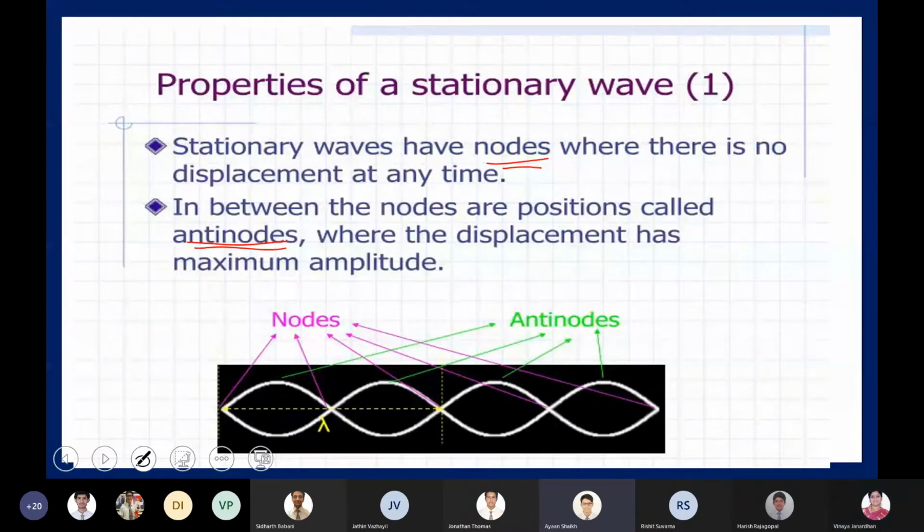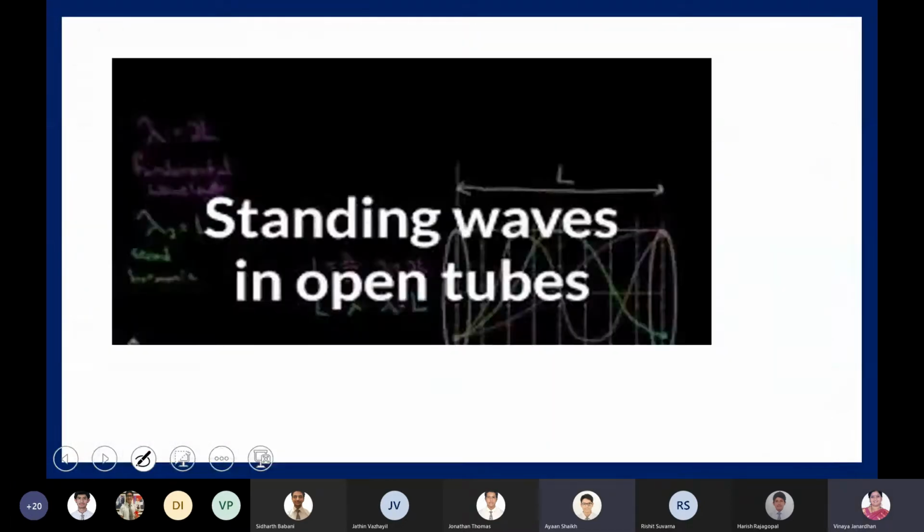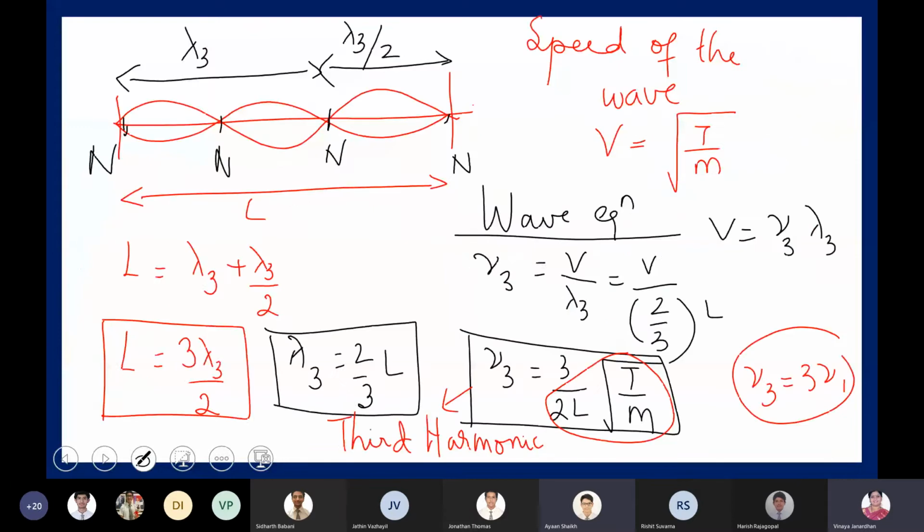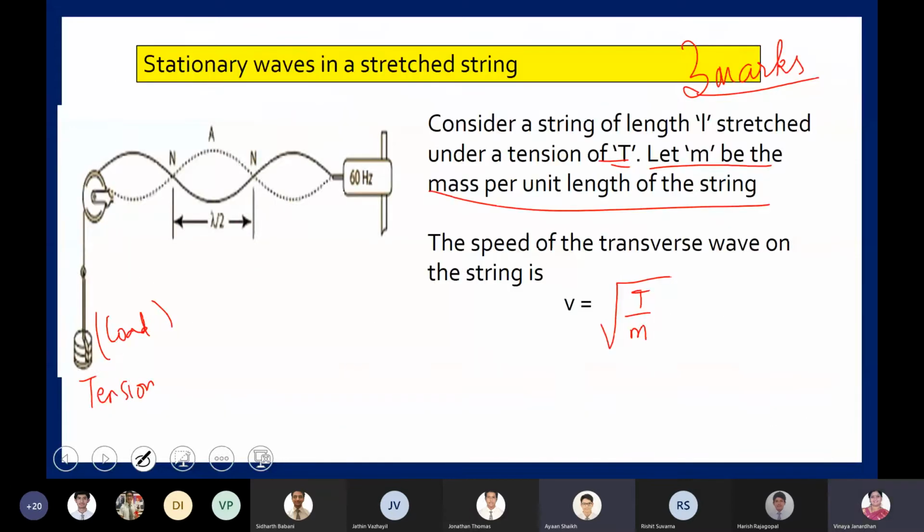Ma'am, we did all this last class, ma'am. Okay, fine. Now we'll go for this: standing waves in a stretched string. Did we do this? Ma'am, we did this also. Slide after this? Yes, this, we didn't. Okay, fine.